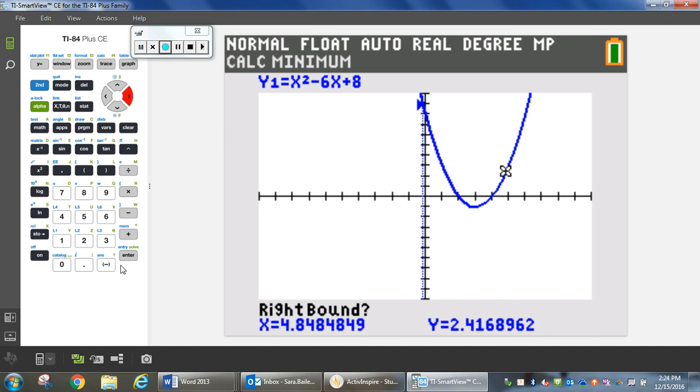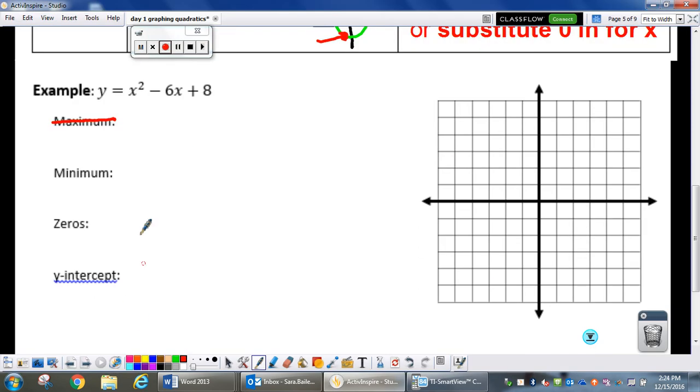And so now it's asking for the right bound, so you hit enter, and then you have to hit enter again. Some calculators might say 2.99999, so you can round that to 3. Others might just flat out say it's 3. So your minimum is at 3, -1.